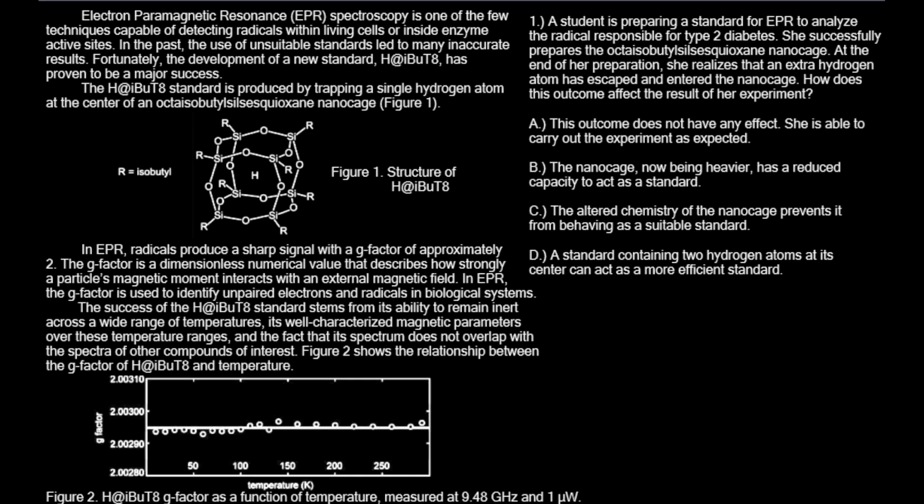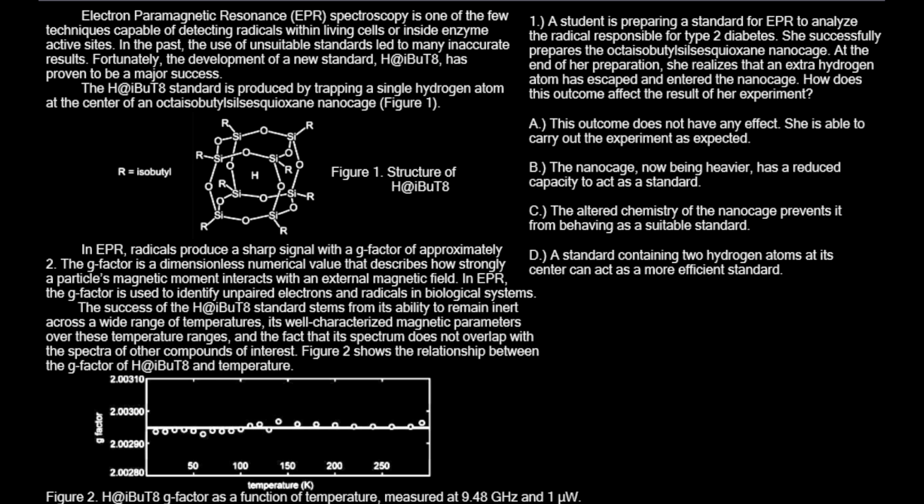Answer choice A says this outcome does not have any effect. She is able to carry out the experiment as expected. Answer choice B says the nanocage, now being heavier, has a reduced capacity to act as a standard. Answer choice C says the altered chemistry of the nanocage prevents it from behaving as a suitable standard.